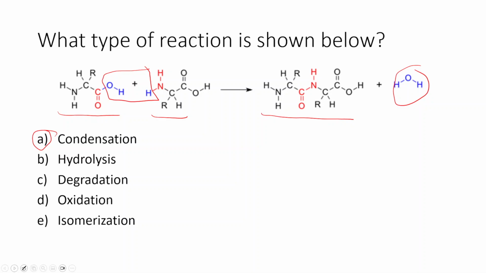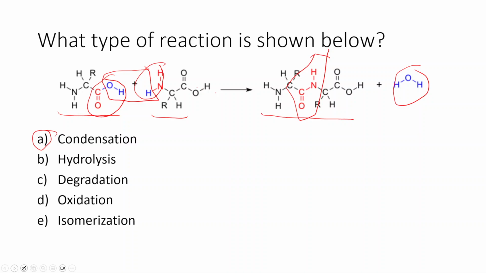Can anybody tell me what this functional group is that I just circled? Carboxylic acid. And what about this one? Amine. Can anybody tell me what type of bond it is when you bring together a carboxylic acid and an amine? It's an amide bond. In this case, these are 2 amino acids, and when you bring them together, it's specifically called a peptide bond, which we'll go more into later.